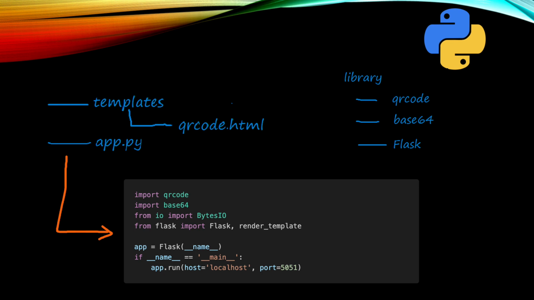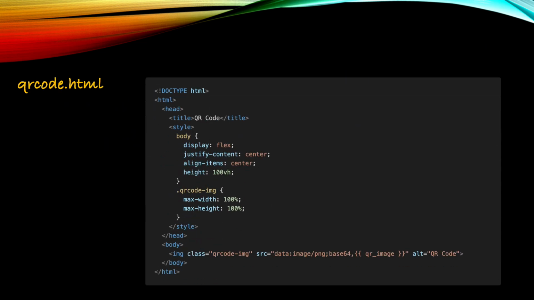Now let's take a look at the basic structure of the app.py file. You may pause the video to understand it better. First, we render an HTML template named qrcode.html and pass the Base64 image data as a variable called qr_image to be used in the HTML file. To display the QR code image in the HTML file, you can use the following code. This HTML template includes an img tag with the src attribute set to the Base64 image data using the qr_image variable.